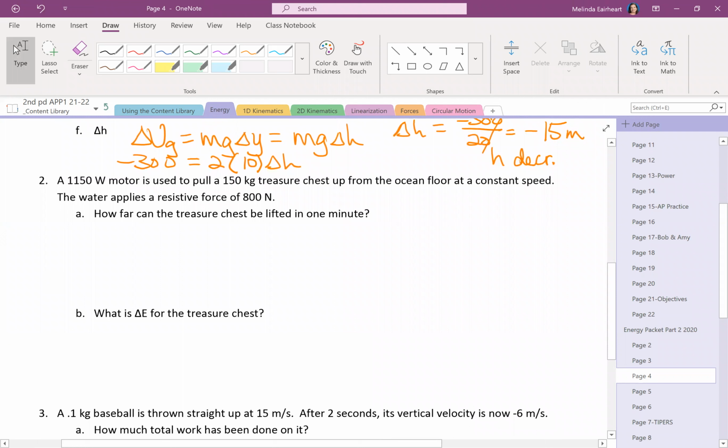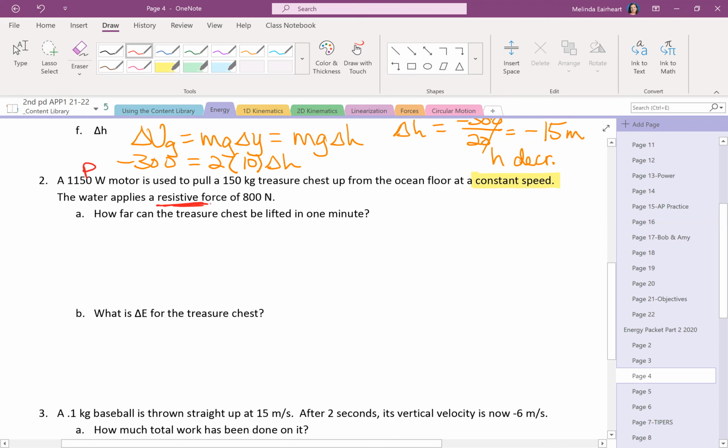Ooh, let's revisit power. We got a motor here in number 2, still on page 4. A 1,150 W motor. W is watt. So that's our power. And so just remember, beware of the W. It is used to pull a 150 kilogram mass treasure chest up from the ocean floor at constant speed. The water applies a resistive force of 800 newtons.